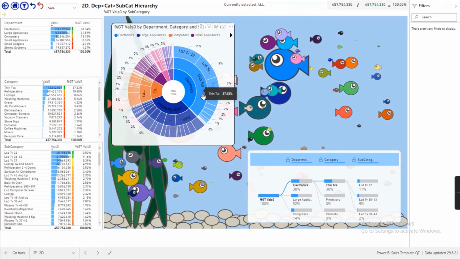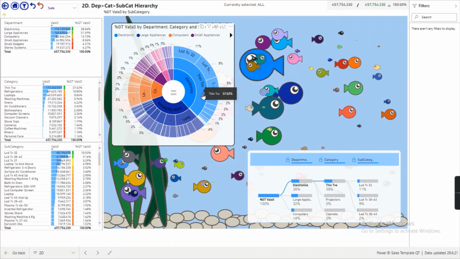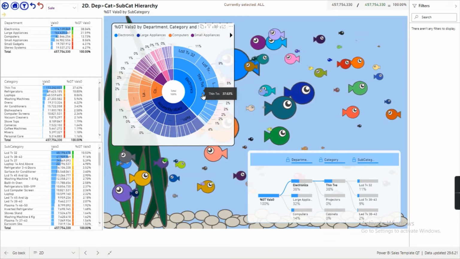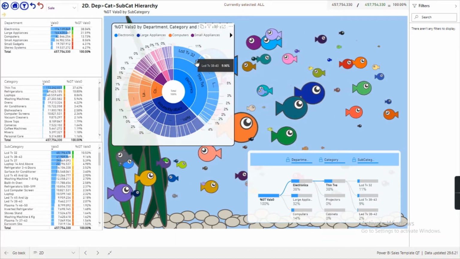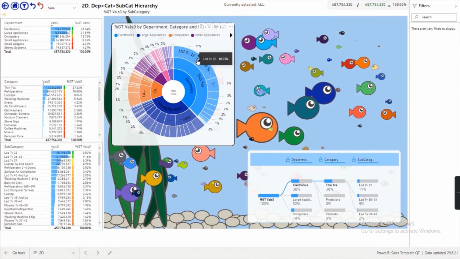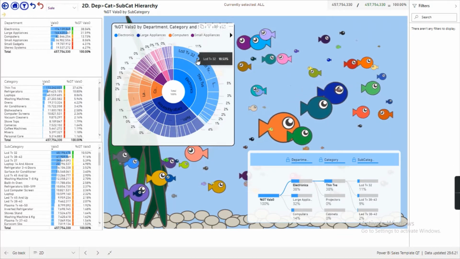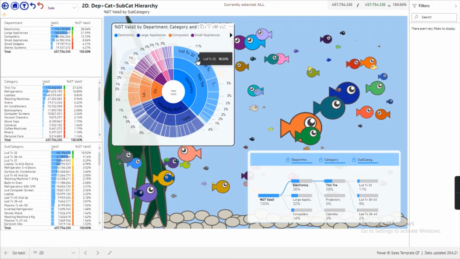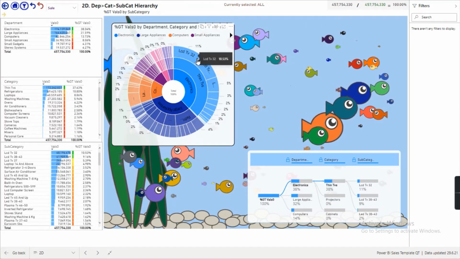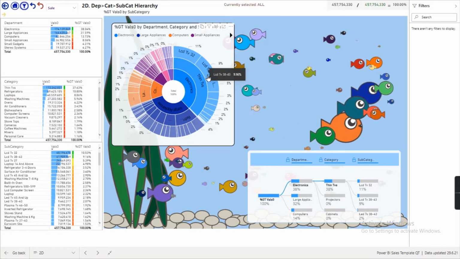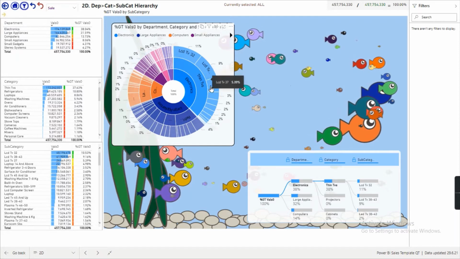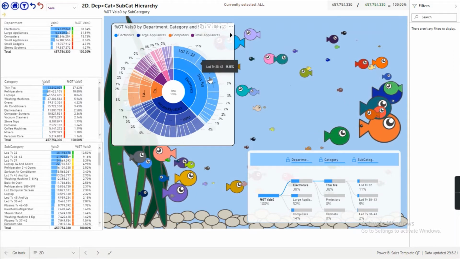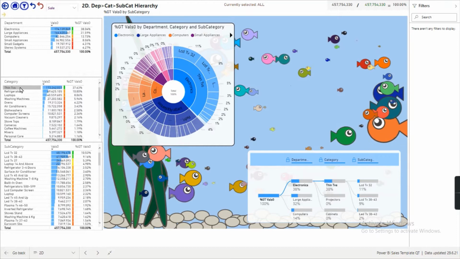Inside it, nearly all electronics are thin TVs, also 38%. And in thin TVs, the biggest subcategory is LCD TV 32 inch, 10.5%, and bigger, and 37. We can see it also.